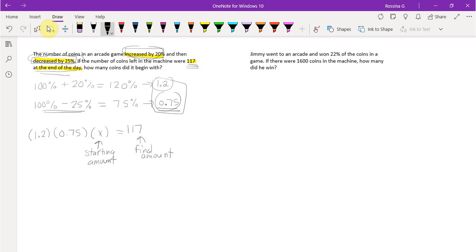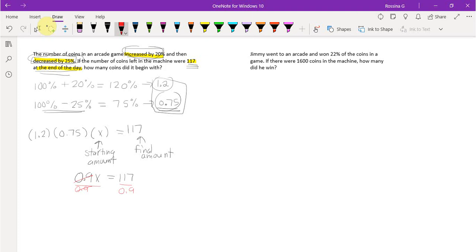Let's do the math here. 1.2 times 0.75 is 0.9, which means we get 0.9x equals 117. Following basic algebra, we just divide by 0.9 on both sides to get x alone.